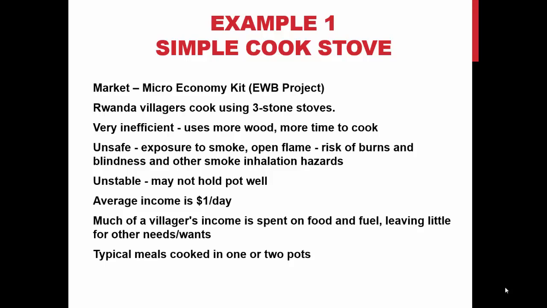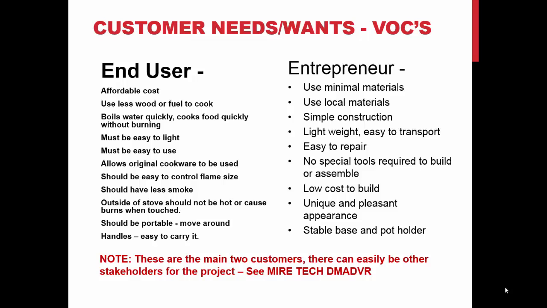So creating a stove that could be more efficient would be very desirable for them, but it has to be affordable. Typical meals are cooked in 1 or 2 pots. If we're looking at multiple pots, then our stove either has to be capable of holding more than 1 pot, or we want to make the stove affordable enough that they can afford to buy more than one. If we take a look at 2 major customers in this project, we have the end user of the stove and the entrepreneur who's going to build the stove using the microeconomy kit that we have and sell it.